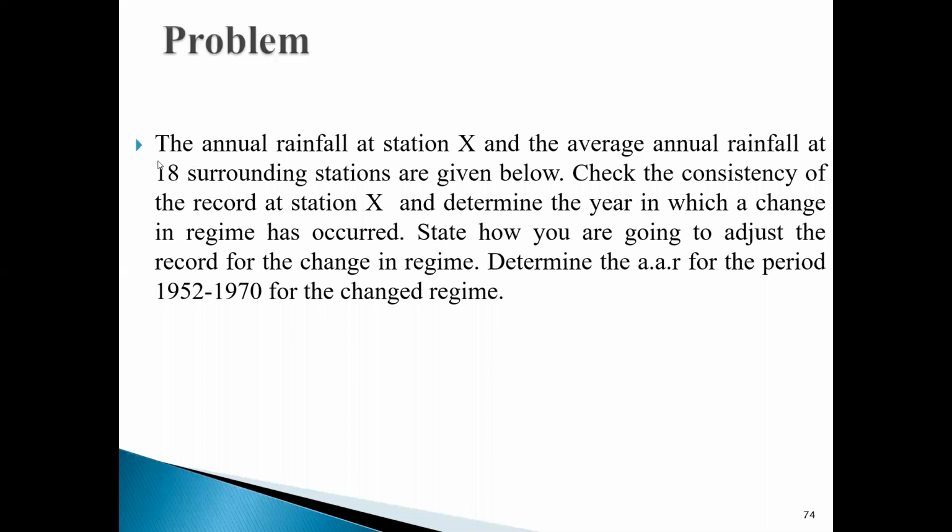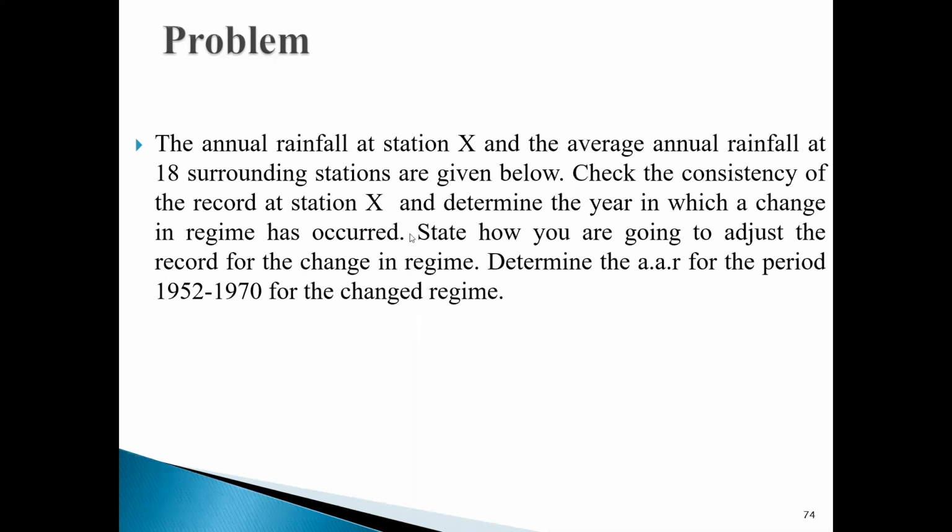So now here you have a problem. The annual rainfall at station X and the average annual rainfall at 18 surrounding stations are given below. So in our case, we have a total of 19 stations, but at one of the stations, X, there is a change in the rainfall record. There is a change in the trend of the rainfall recorded at this particular station. And all the other surrounding stations have a consistent annual rainfall record.